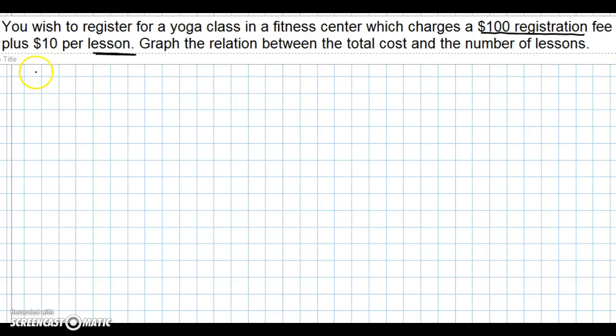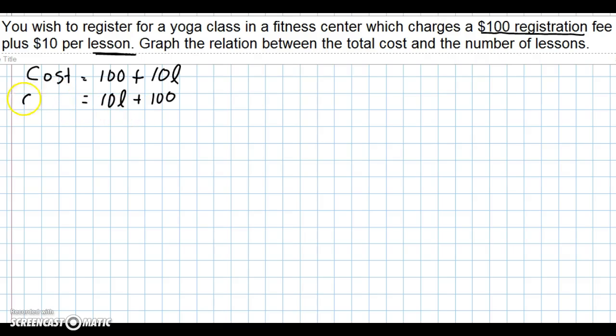So what we can say is that our cost in this case is going to equal the $100 plus $10 for each lesson. And let's call the lessons L in this case. Now normally when we write an algebraic expression, we put the term with the variable first. So I'm just going to rewrite this as 10L plus $100.